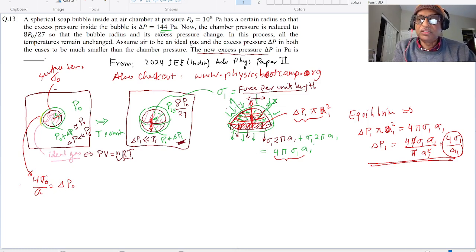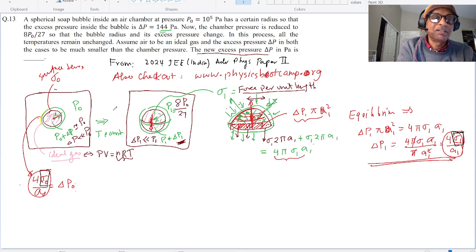But there are too many unknowns here. We don't know sigma 0, and we don't know a0. So one way to handle that is to reduce the number of variables, and we make one reasonable assumption: the surface tension sigma 1 here and the surface tension in this particular case are the same. Or we say sigma 0 is sigma 1, and just call this sigma.